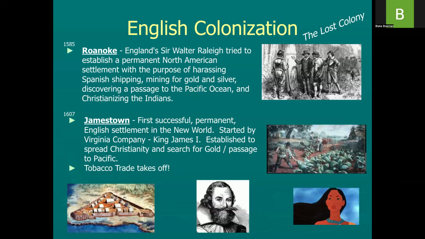Like I mentioned, for some of these colonies, like Roanoke, I'm sure you've heard of Roanoke before, the Lost Colony. Anybody? Yeah. Okay.